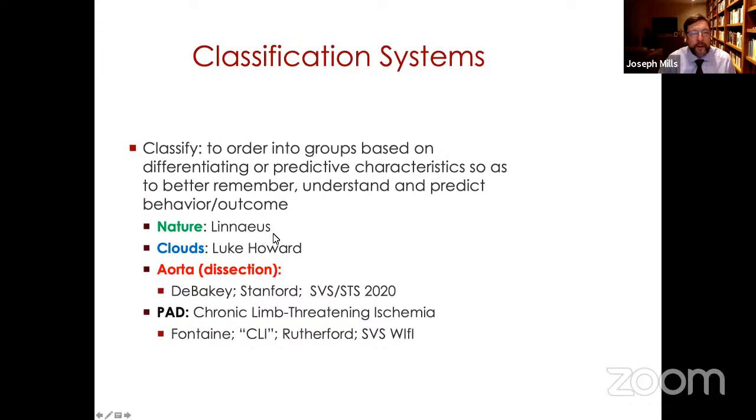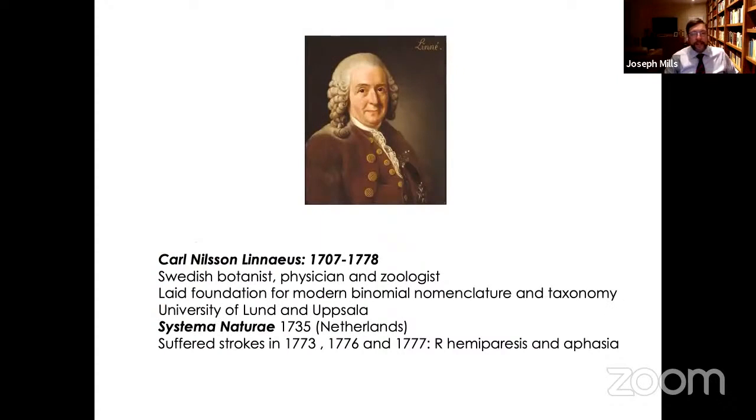So I'm going to run through really quickly some classification systems that are used in nature, an interesting one that was used for clouds, and then the aortic dissection ones that were started with DeBakey and Stanford in the United States, and then get into why we have a new classification system for chronic limb-threatening ischemia, and specifically for the diabetic foot.